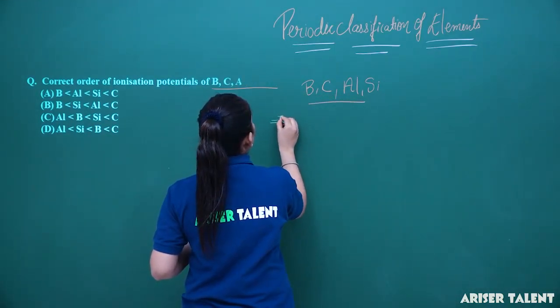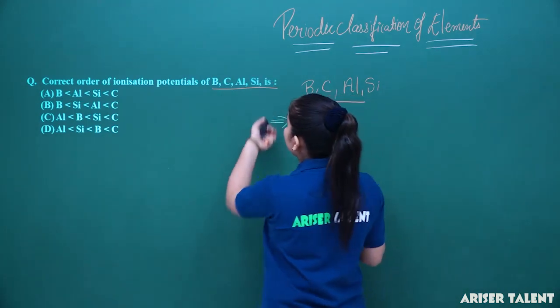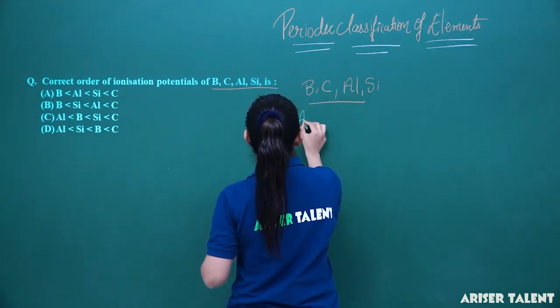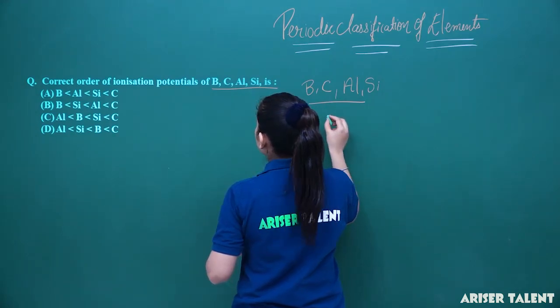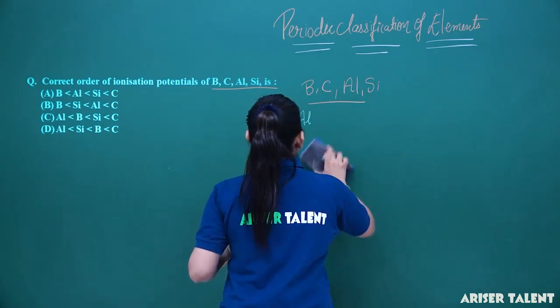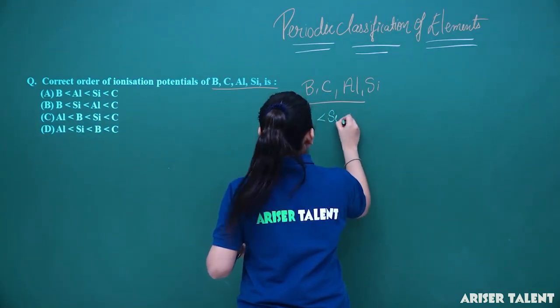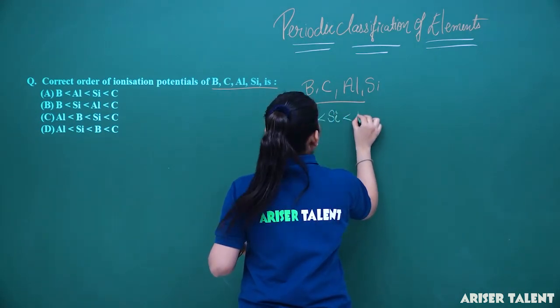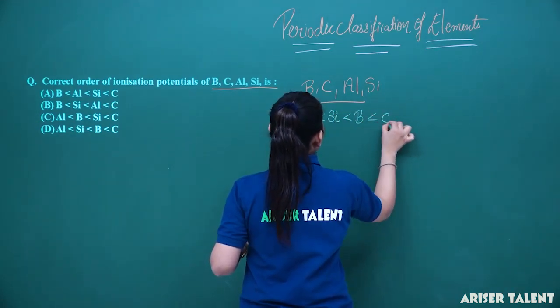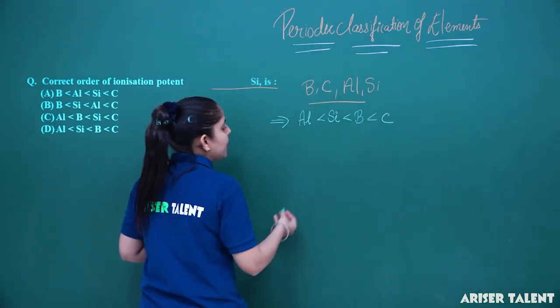If going from top to bottom the ionization enthalpy decreases, it will be minimum for aluminium, then after that silicon, then after that boron, then after that carbon. So this will be the order of ionization enthalpy.